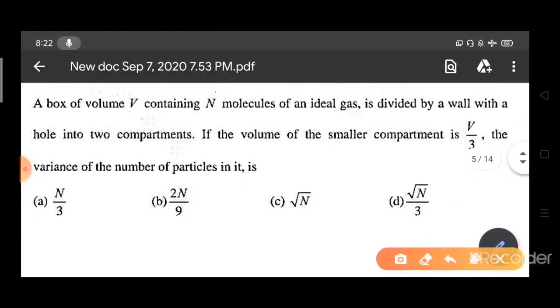So you have to understand what the variance of the particles is. The variance and the average values have all been discussed in the probability videos, which you will find in the mathematical physics lectures.